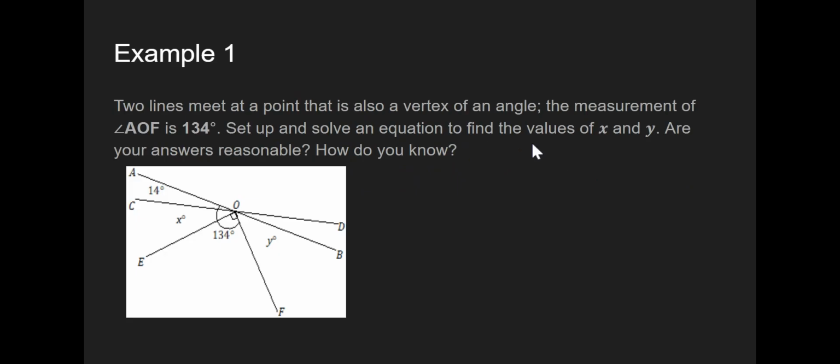Two lines meet. Example one. Let's read together. Example one: two lines meet at a point that is also a vertex on an angle. The measurement of angle AOF is 134.